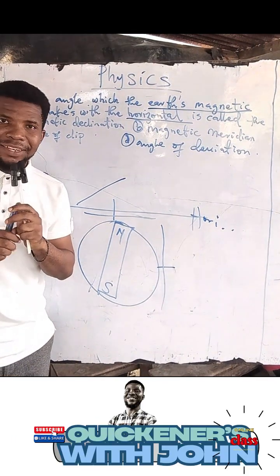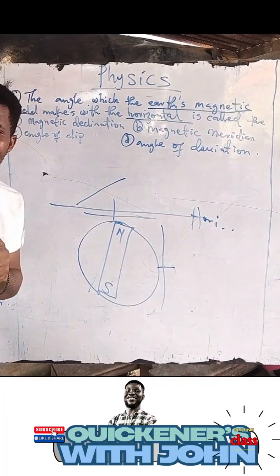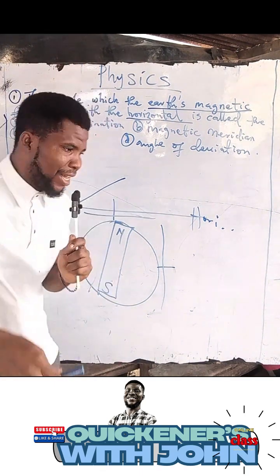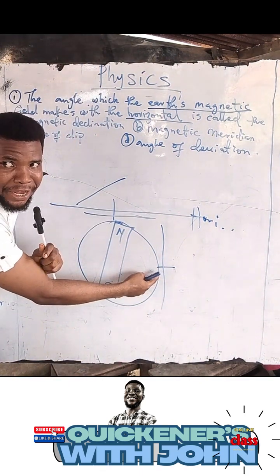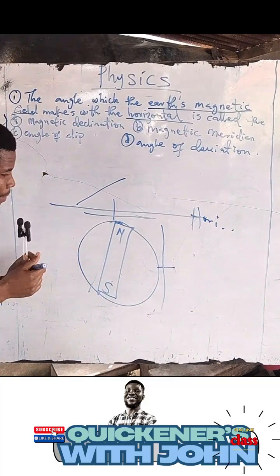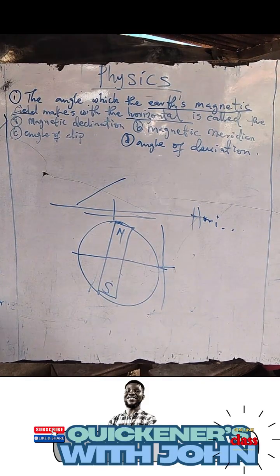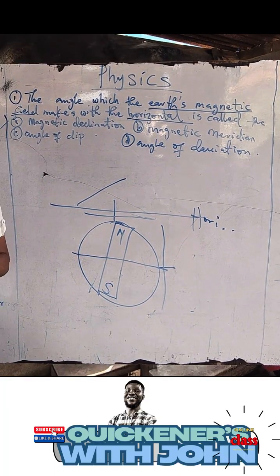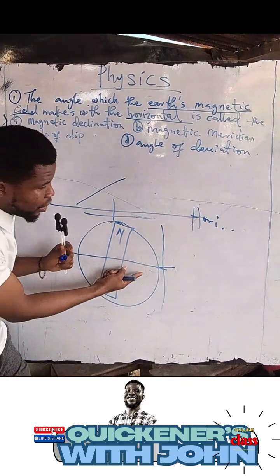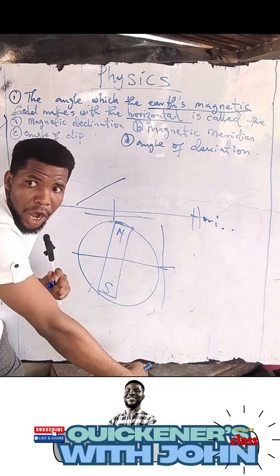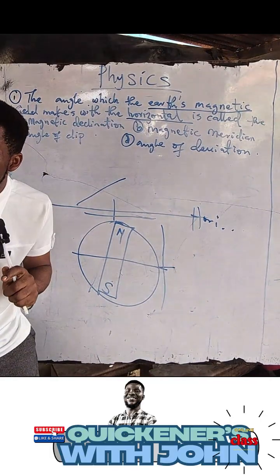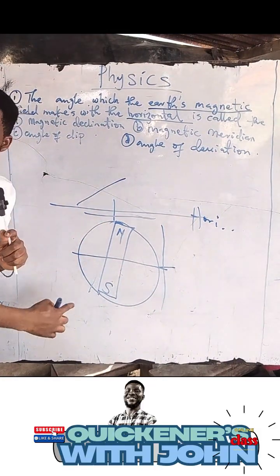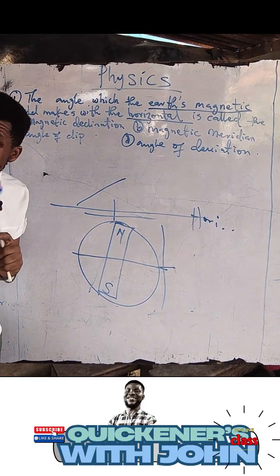Now listen, if you carry a needle and you are here, are you getting me? This is your vertical. If you are here, remember this is the equatorial region. And this is the polar region. And we as Nigerians are here. So this is your vertical and this is your horizontal. Irrespective of your vertical and horizontal, once you suspend a magnetic needle, it's going to align with the earth's magnetic north and south pole.